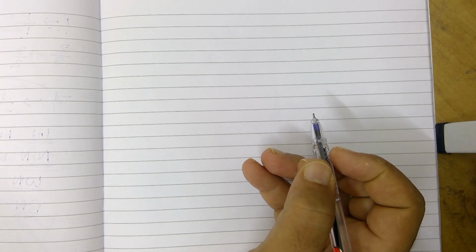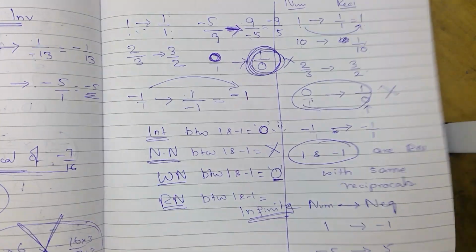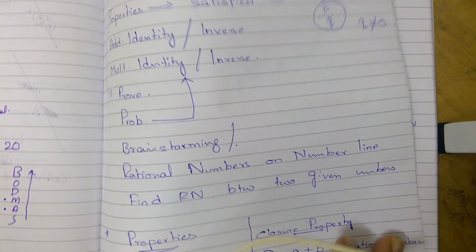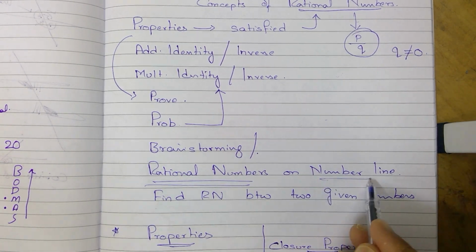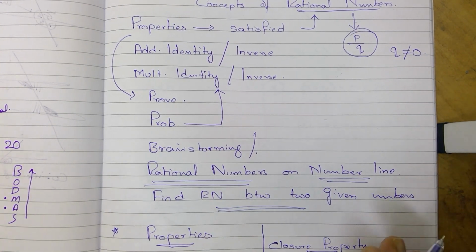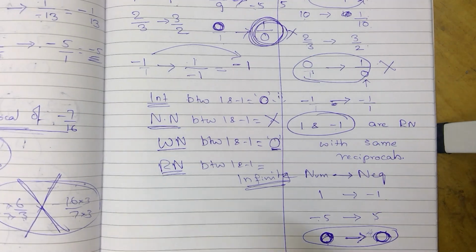So this is the third part of rational numbers. In this we are going to see the representation of rational numbers on the number line. I have shown you the learning objectives, right? So in the third part we are going to see finding rational numbers on the number line and rational numbers between two given numbers.